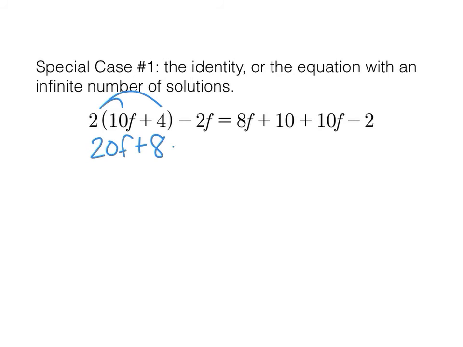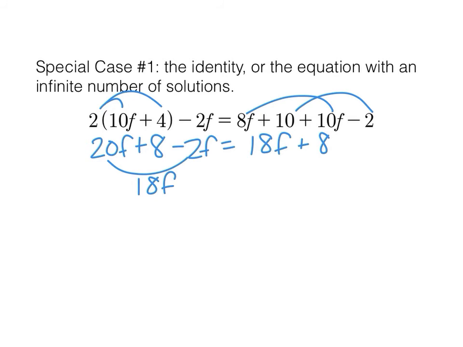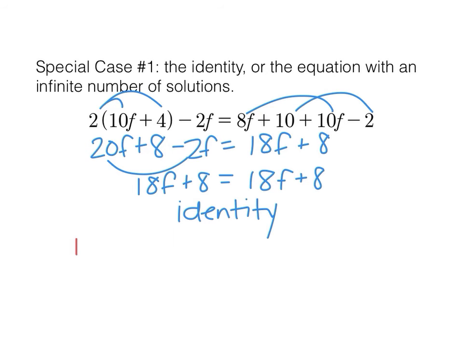20f plus 8 minus 2f equals, let's combine like terms here, 18f plus 8. And over here, 18f plus 8. And bam, that's where we have at this point, nope, something's wrong. It's identical on both sides. This is an identity. So the thought process is solve it the regular way that you usually solve it. And notice, Mayday, there's a problem. We have a true statement that's always true.